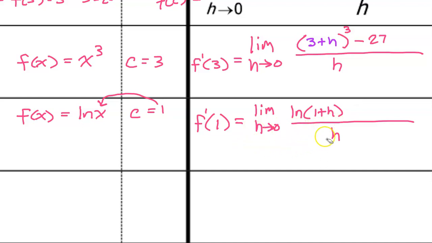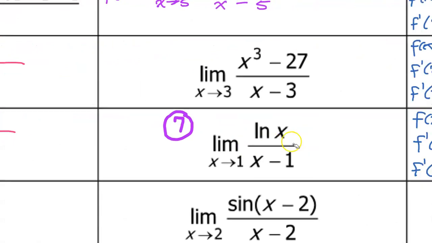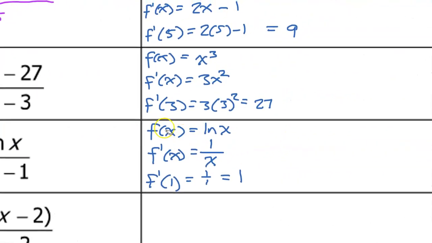So the point is, if you were to see this limit on a test and it said evaluate, rather than actually trying to figure out how to evaluate the limit directly, you should recognize that this is just the derivative of the natural log x evaluated at a c value of 1. And the quickest way to evaluate that derivative is using your derivative rules.